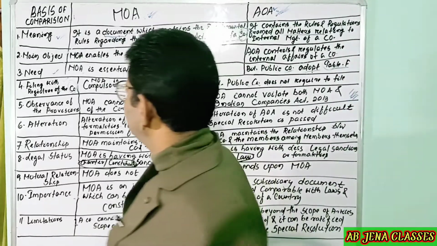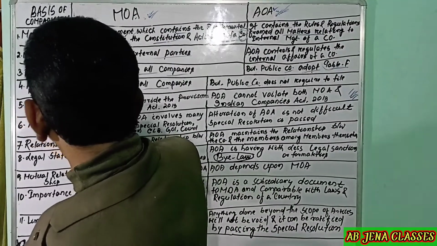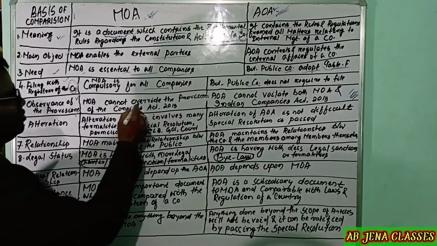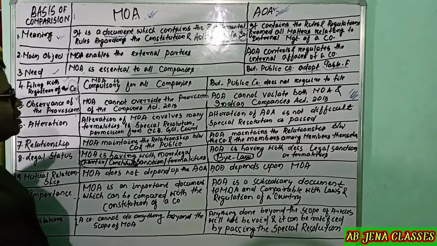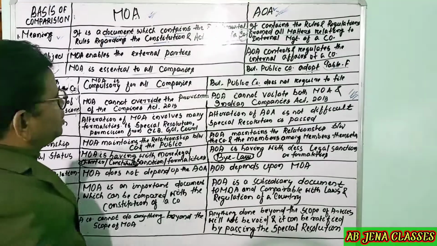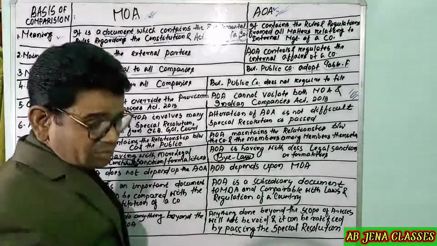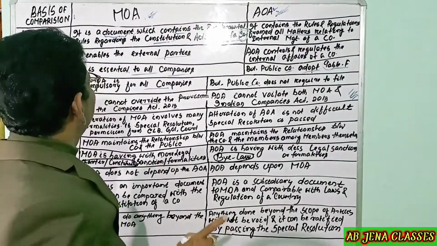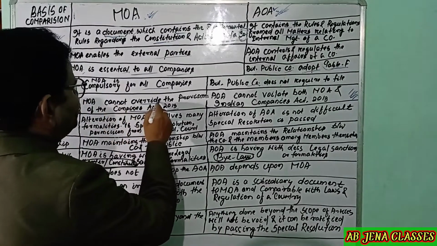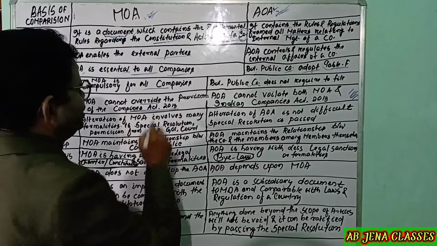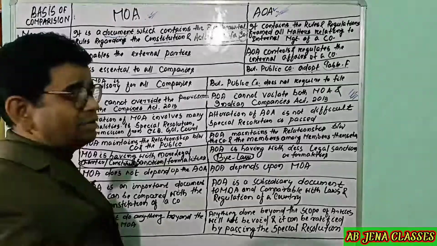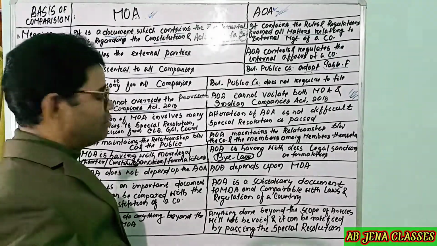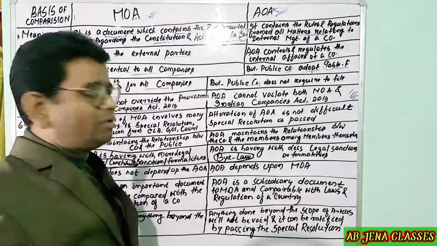Next basis of comparison is the observance of a provision. Memorandum of Association cannot override or supersede the provision of the Companies Act, now the new Companies Act 2013. It is very vital. Once again I am repeating, Memorandum of Association cannot override the provision of the Companies Act 2013. If a company violates or overrides the provision of the Companies Act, it will be void and inoperative.